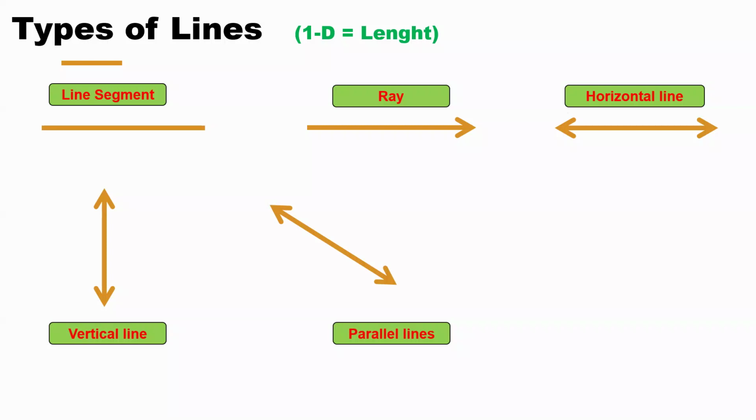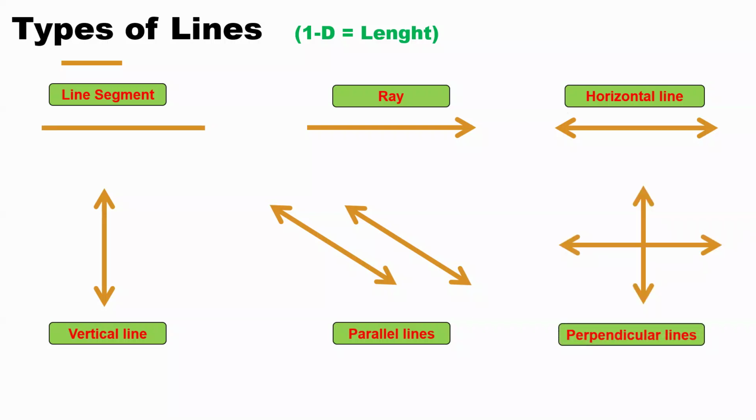Parallel lines are the two lines that will never meet, and they are always the same distance away from each other. Perpendicular lines are the two lines that when they intersect each other, they create four right angles. Now, these are the types of lines.